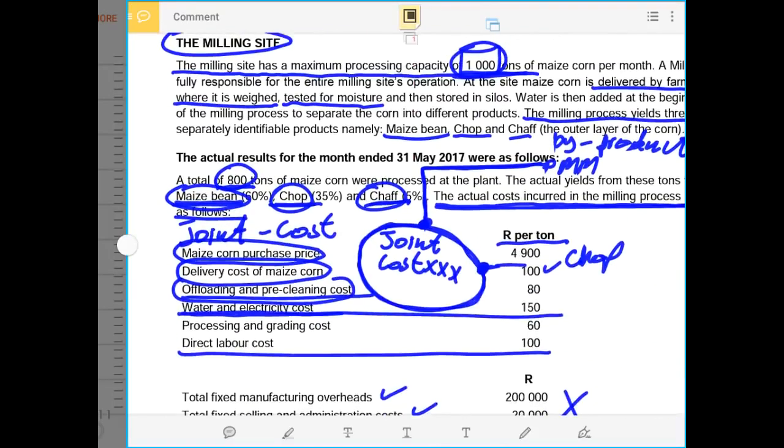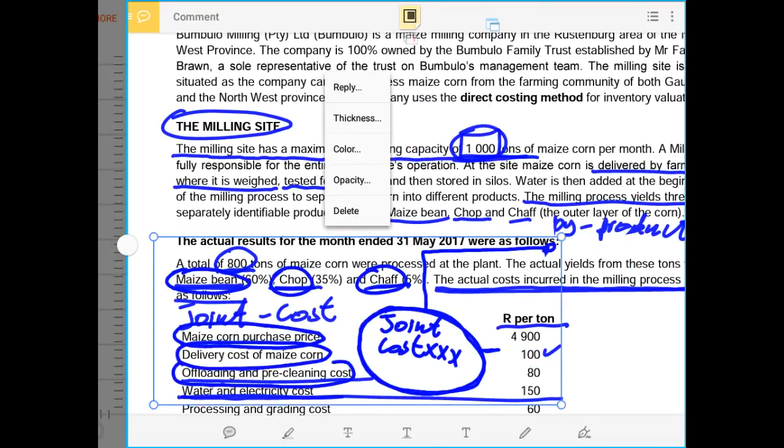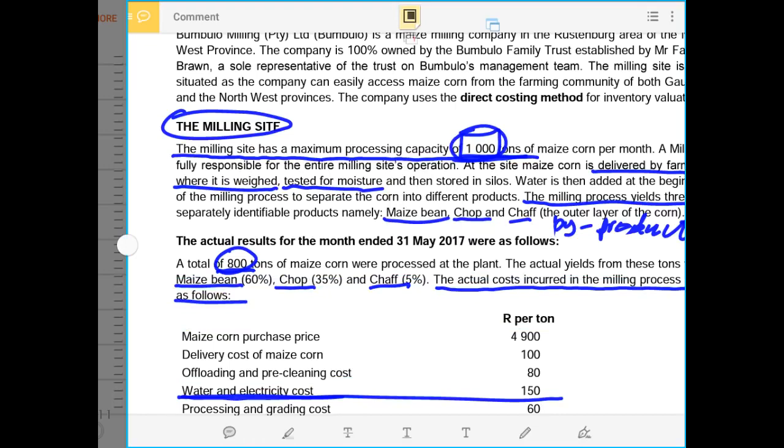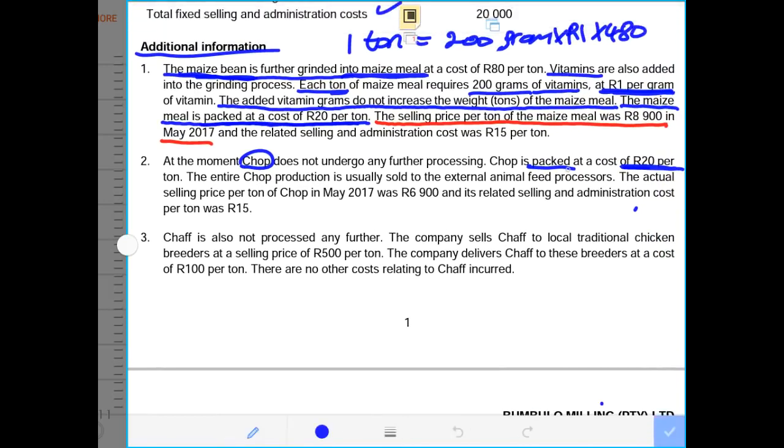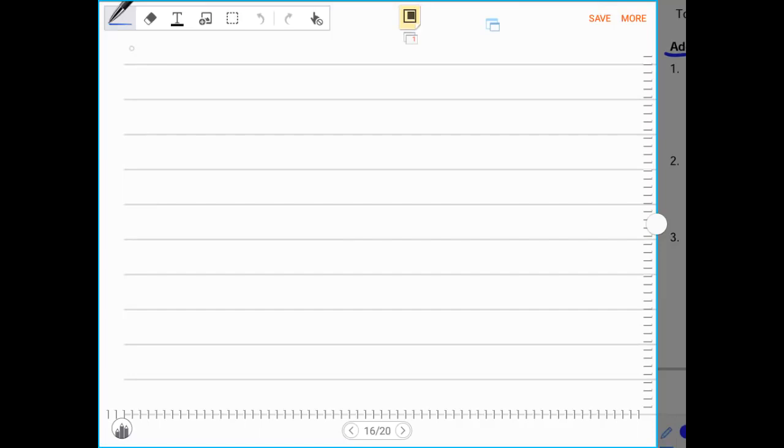So now let us record that packaging cost and any other cost that was incurred after. They are telling us that chop does not undergo further processing cost, but the packaging cost is 20 rand per ton, meaning we need to package it, so that will be a further cost. We are not processing the product, but we are packaging it so that we can sell it to the customer. So this will still be classified as product chop, and under product chop we still have further processing cost because it needs to be packaged.